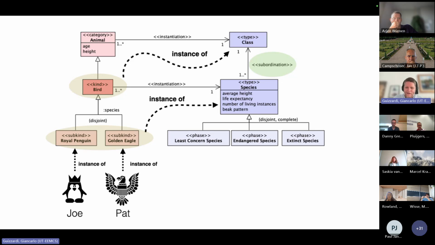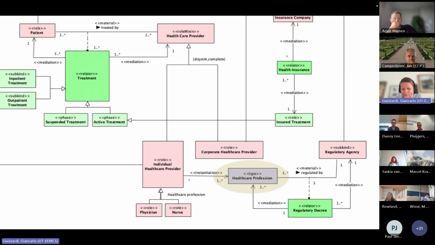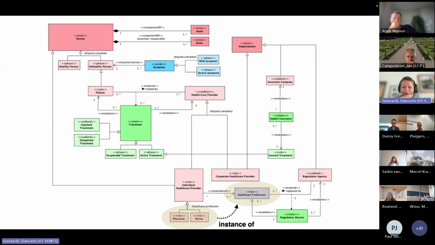So in this example here, to come back to our original example, both physician and nurse are instances of healthcare profession, and we can say that a given healthcare profession, like the profession of nurse, is regulated by a regulatory agency, and this is made because of a regulatory decree, right? That's a kind of relator that connects the regulatory agency with the healthcare profession.